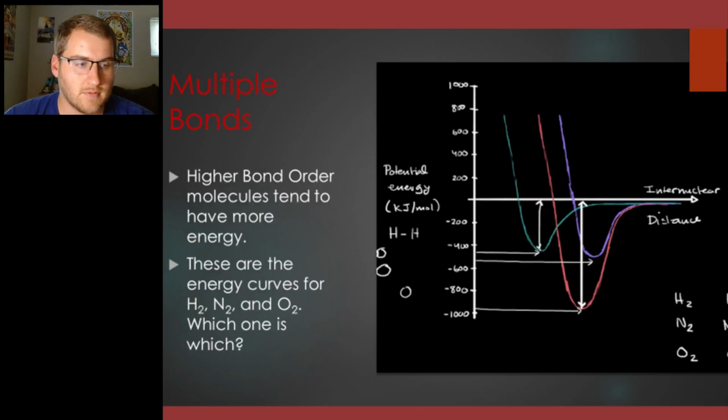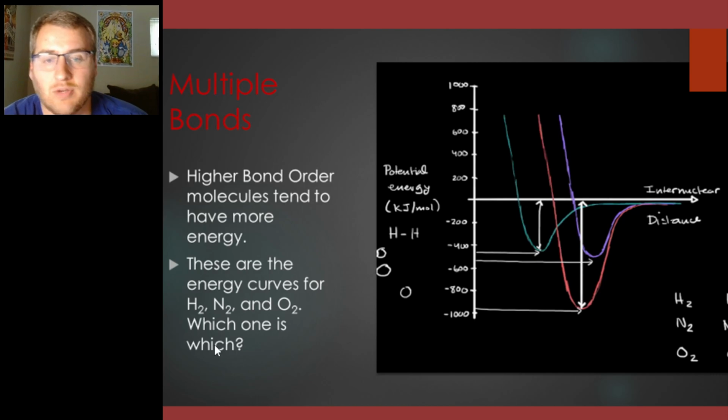All right. We have some of these graphs again. These little dip graphs, the intramolecular force plot here. And we have 3 different ones here. This one says higher bond order, meaning triple bond being the highest, single being the lowest, tend to have more energy. These are the energy curves for H2, N2, and O2. Which one is which? So you need a little bit of info, which we're going to learn later this chapter.